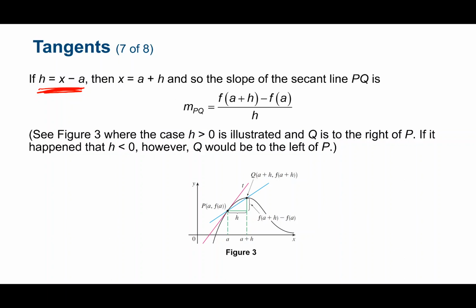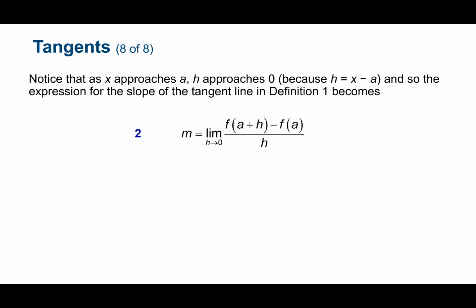Then we could write it this way: the slope of the secant line would be f of a plus h minus f of a over h. So if we wanted the slope of the tangent line, we would have our limit as h approaches 0, and x minus a approaches 0, or as x approaches a, sorry. That'd be in that notation, and that's the slope of our tangent line.